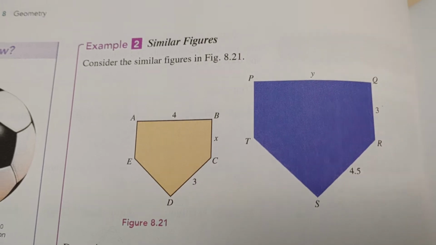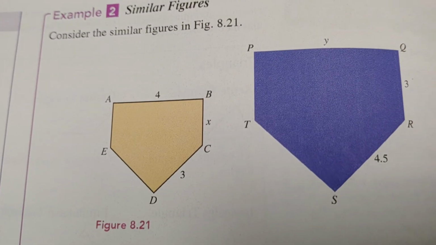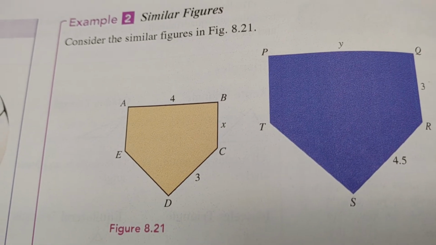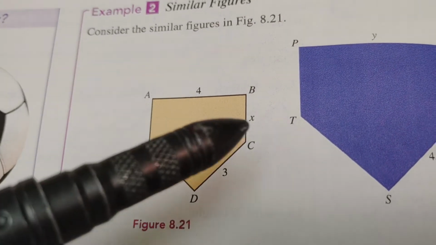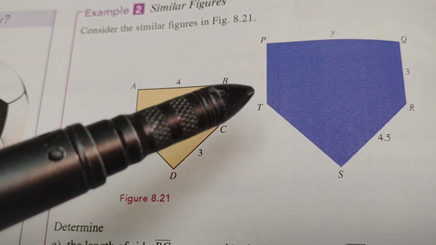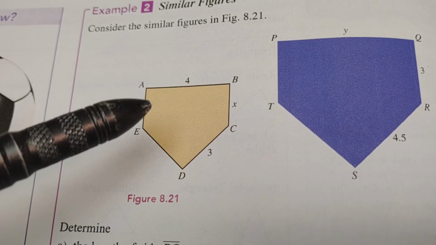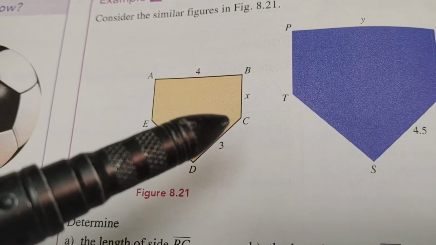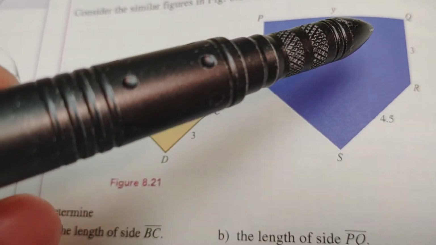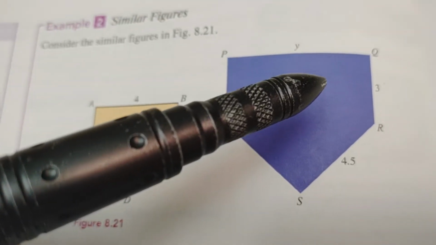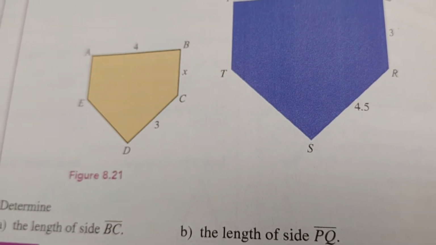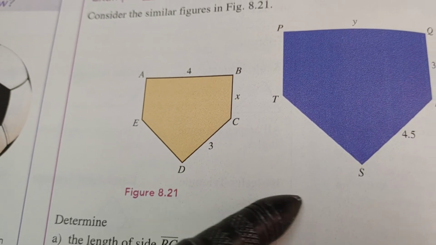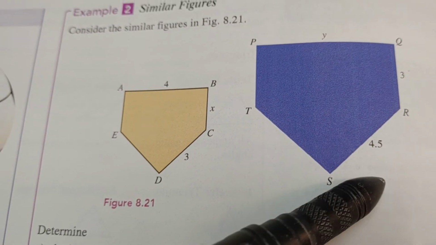When we deal with similar figures, here we have similar figures, and this is a pentagon because it has 5 sides. If we're looking for x here, we know that AB is a similar side to PQ, and BC is a similar side to QR, and DC is a similar side to SR.